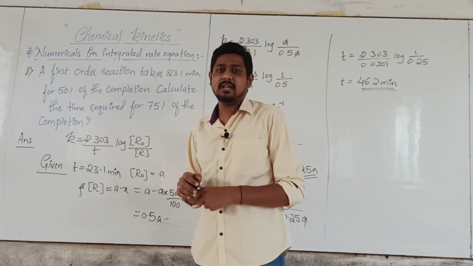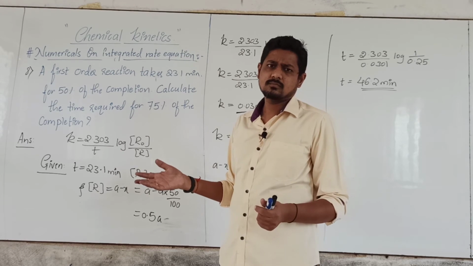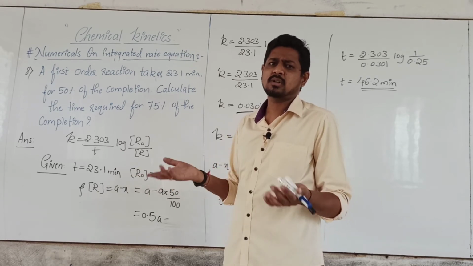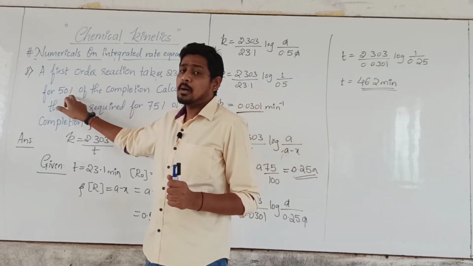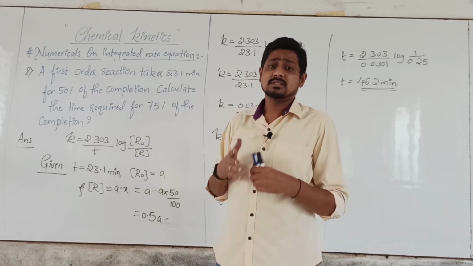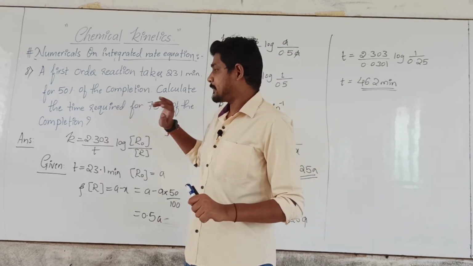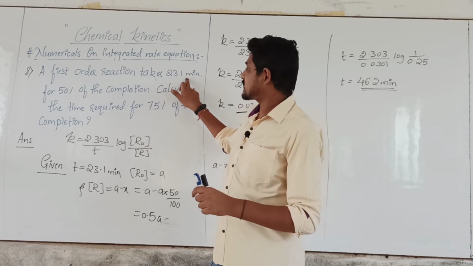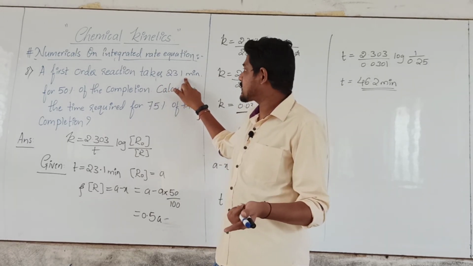Many examples such as this will come. What will be varying is that they will say a first order reaction takes some time, they may say 10 minutes, 40 minutes, whatever. They will give you the time and the percentage completed: 30%, 40%, 35, 65, 75, whatever. This much is completed in this much time.